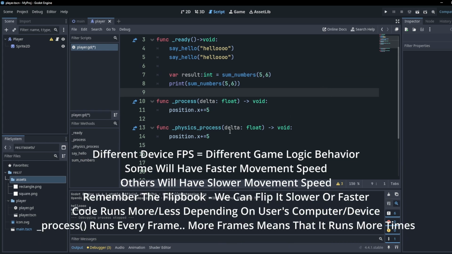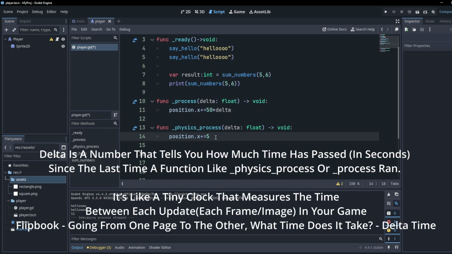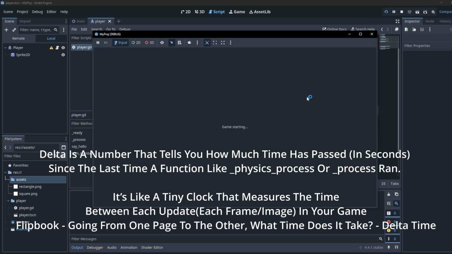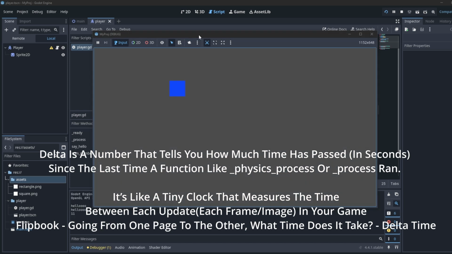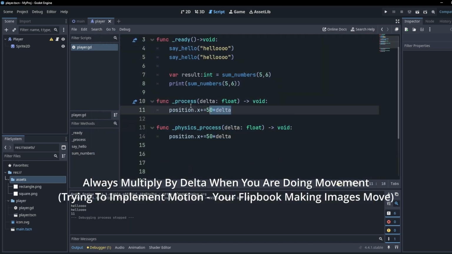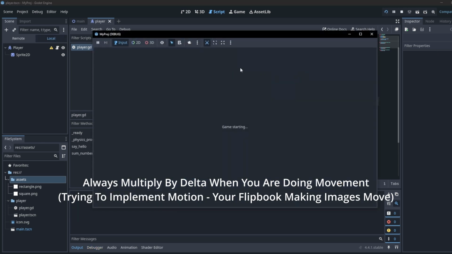But luckily, there is a simple way to resolve this problem. That is the delta argument value. The delta value that we see in our process and physics process functions is actually the time elapsed since the last frame. Every single time that we have any movement, we should multiply by delta. No matter if we have physics collisions or we're animating a texture to move around the screen. Since delta is the time between frames, it adjusts for that speed difference and we avoid issues on different machines.